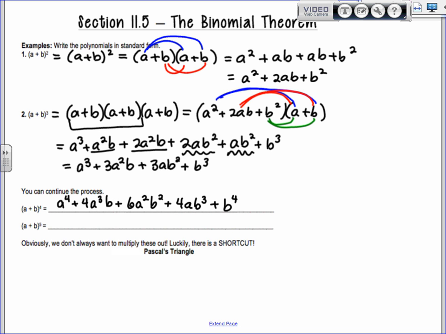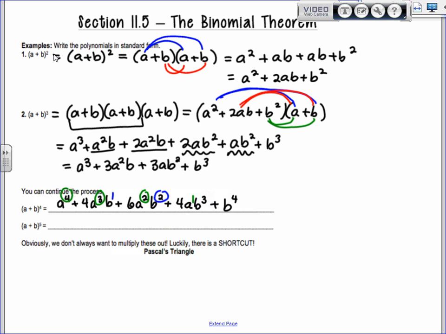So start staring at it, thinking, what's the pattern? What do you see? Well, the a's go 4, 3, 2, 1, none. And then the b's go none, 1, 2, 3, 4. Do you see what I'm talking about? So 4, 3, 2, 1, none for the a's, and then the b's go no b's, 1 b, 2 b's, 3 b's, 4 b's. Okay, so there's a pattern with the exponents.